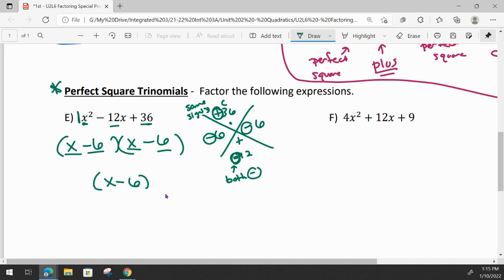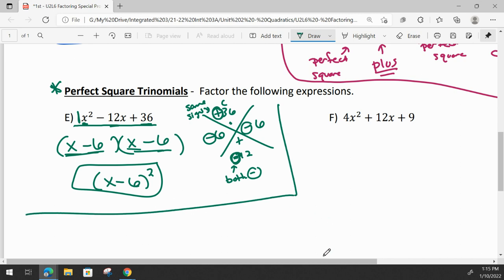x minus 6 squared. So if you see an expression that's x minus 6 squared or a binomial in parentheses squared, that means there are two of those binomials being multiplied together, which when you multiply it together would equal this trinomial that you started with.